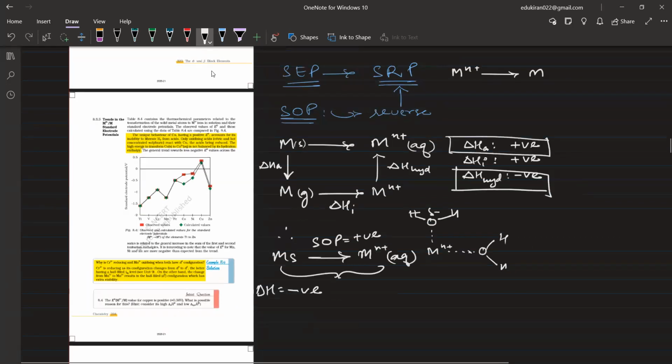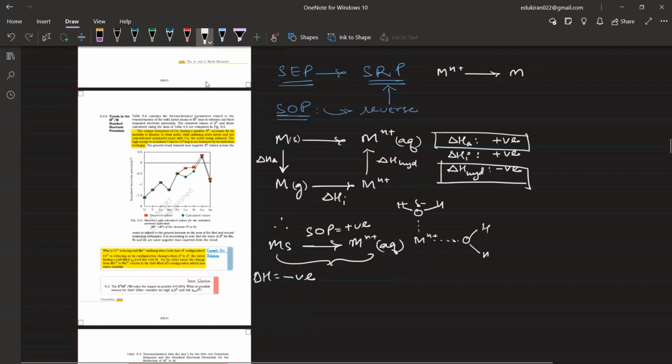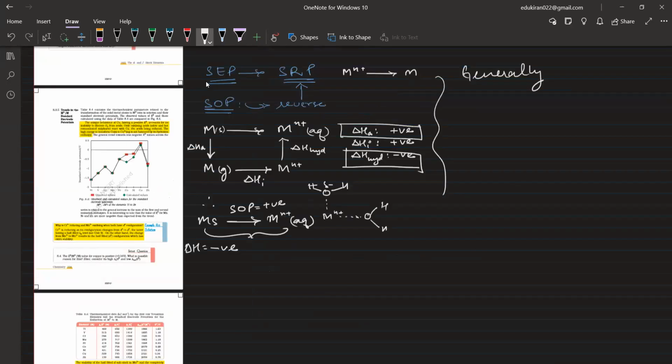Generally speaking, the SOP of D elements or D metals, what will delta H be?